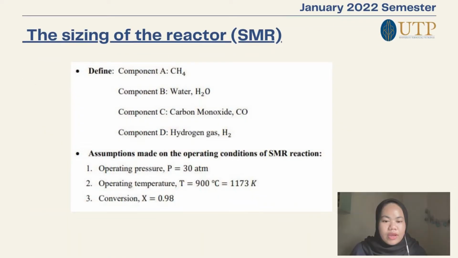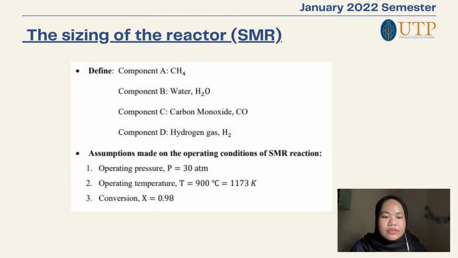Next is the sizing of the reactor. Since both reactions take place in two different reactors, the volumes of the reactors were calculated separately. Now let's see how we calculated the volume of the packed bed reactor for the SMR reaction. Assume that the SMR reaction operates at 900 degrees Celsius and 30 atm with a conversion of 98%. In calculating the reactor volume, the 5-step method can be applied.